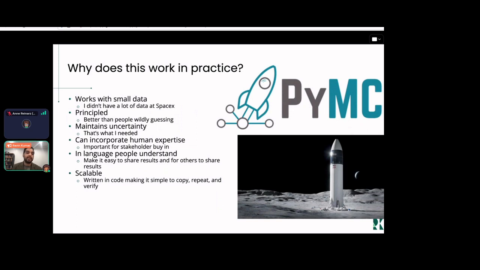And so why did this work in practice for me? Small data is what I had at SpaceX, and uncertainty quantification, especially with Bayes' theorem, works with small data, so it was the only method that worked for me at the time. It's principled, so better than just guessing in a meeting room, which is what happens in the absence of that. Maintaining uncertainty was important. I know this conference is all about uncertainty quantification, so I don't have to sell you on that. But the other part was incorporating human expertise, which helped people buy into the solution in a language that people understand, which wasn't p-values or probabilities, but just plain days. It's going to take 5 days to 20 days.